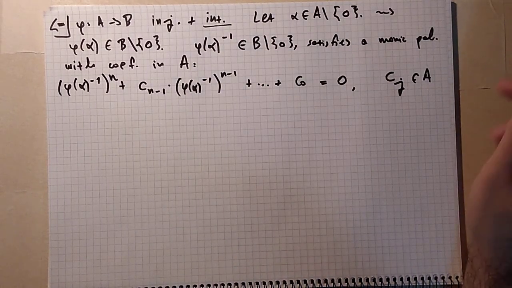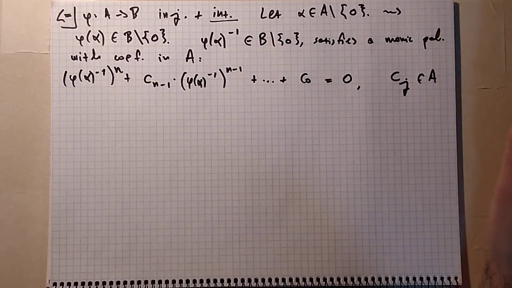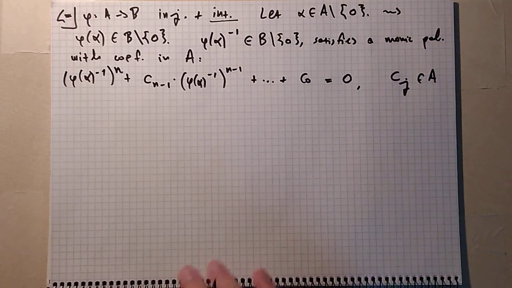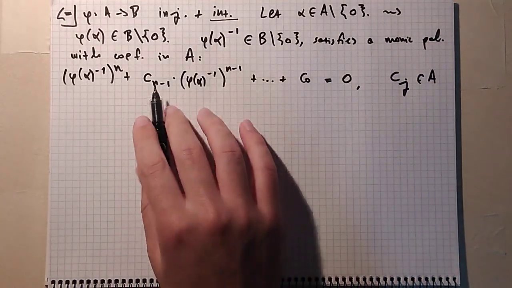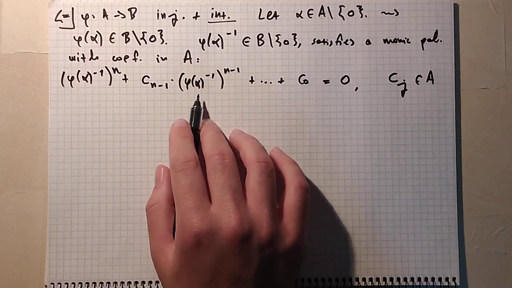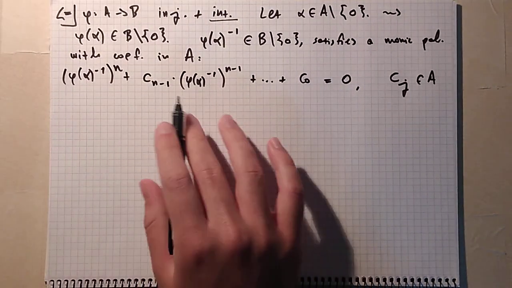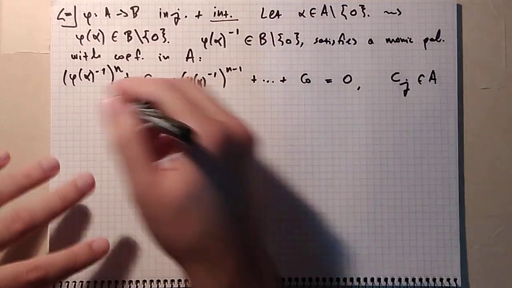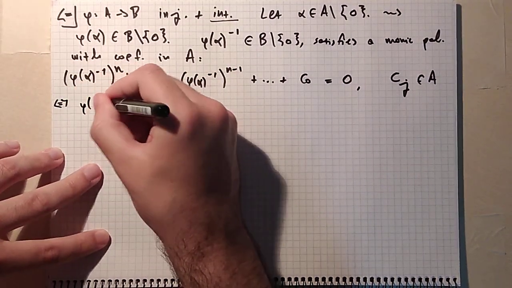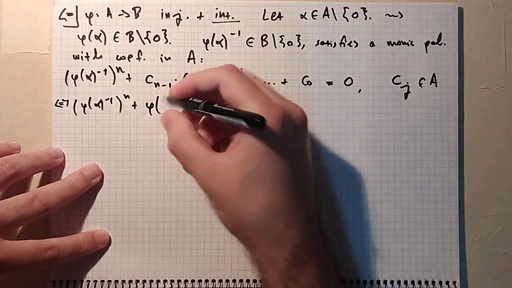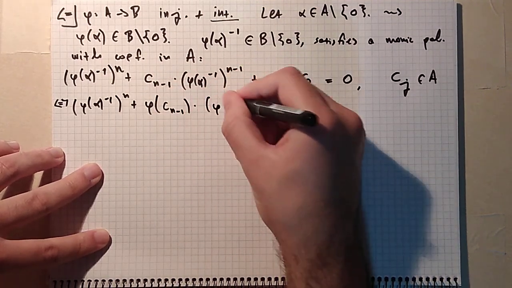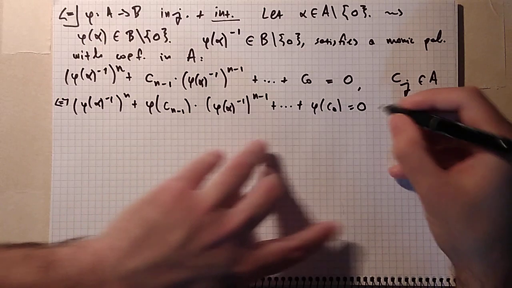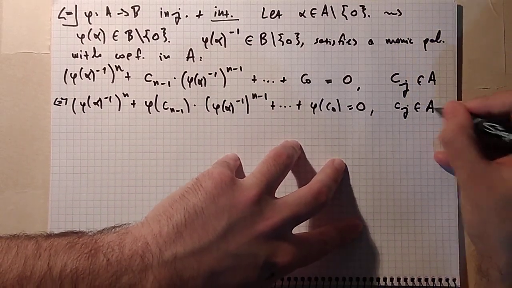But let me remind you of the comment we made a bit earlier: since we have this ring homomorphism, B is an A-algebra, and by definition, when I have an element of A and I multiply it with an element of B, what I really mean is phi of this element lying inside A times the element of B. So by definition, this equation is equivalent to the following: phi of C_{n-1} times phi of alpha to the power of -1 to the power of n-1, plus and so on, plus phi of C_0, and of course these are still elements of A.